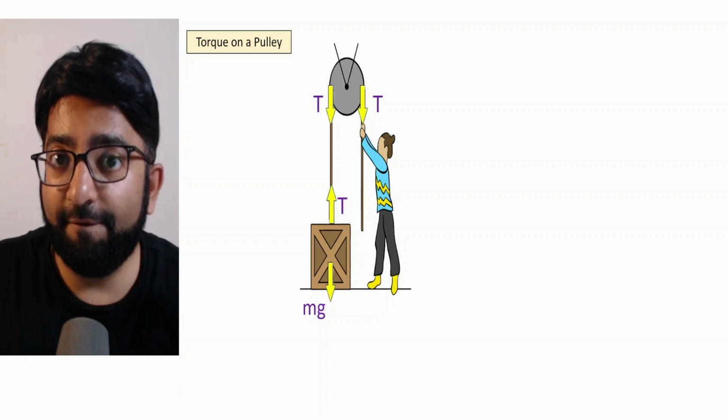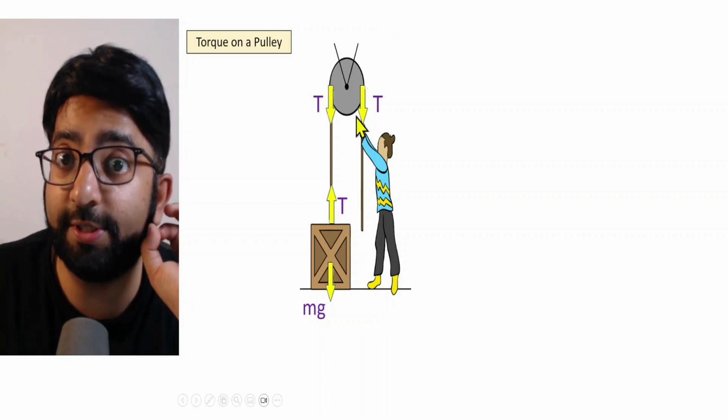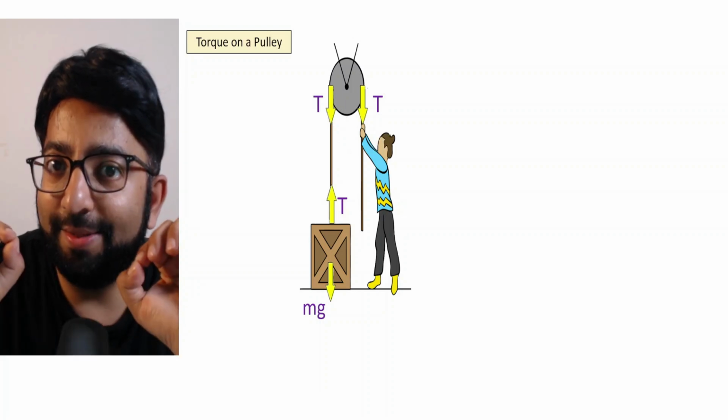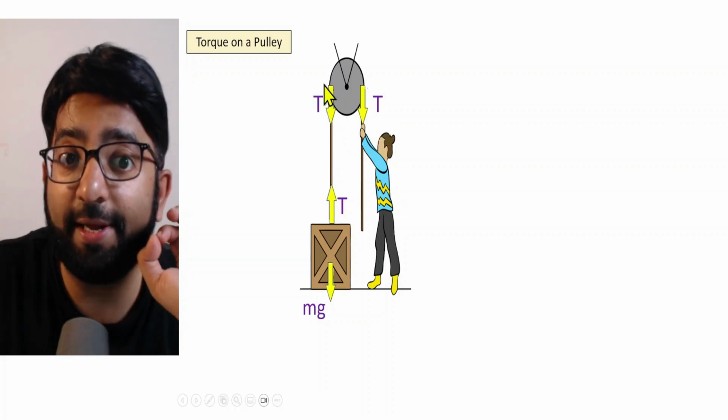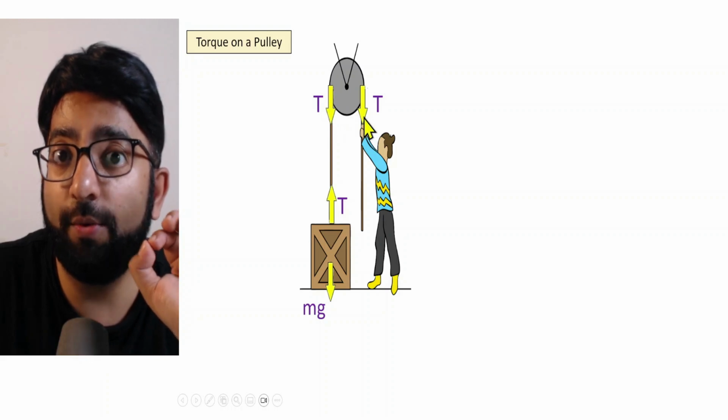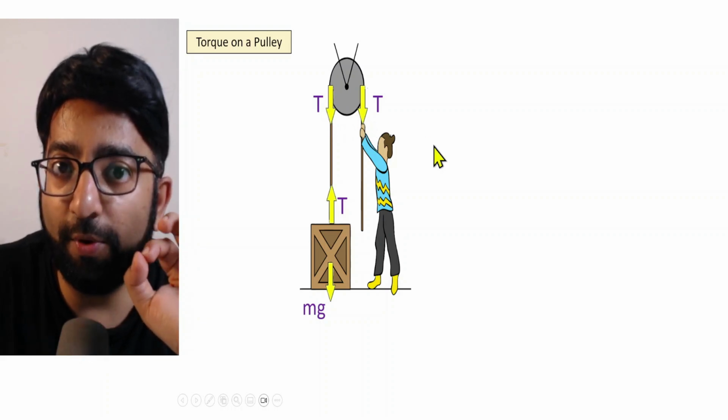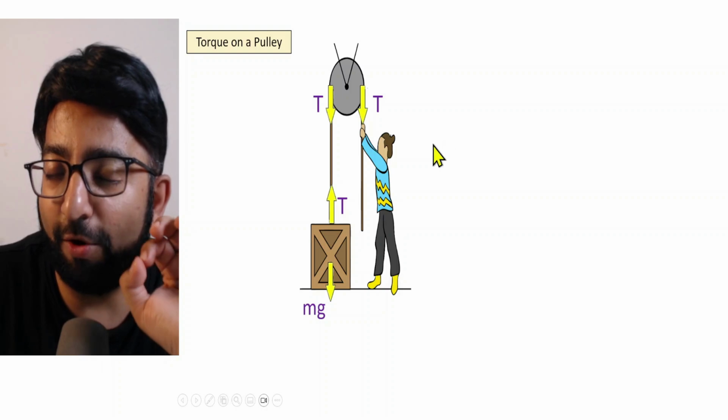Now, in all the previous chapters where we dealt with kinematics, forces, and work energy power, in all those chapters, we considered the tension on both sides of the pulley to be the same. But that is not always the case. The tension values on both sides of the pulley will be the same only if the pulley satisfies certain conditions. And what are those conditions?